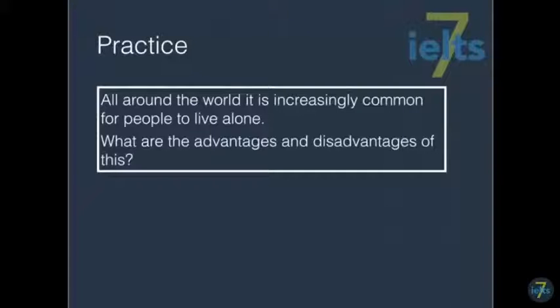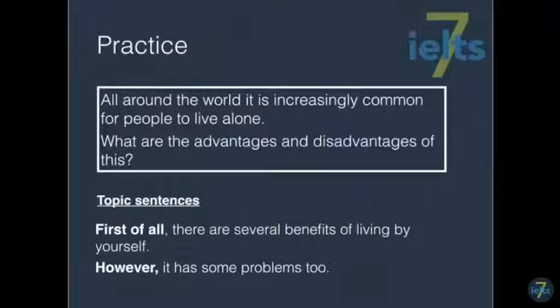Okay, so here is an example. All around the world, it is increasingly common for people to live alone. What are the advantages and disadvantages of this? Okay, so one topic sentence answers one part of the question. First topic sentence: First of all, there are several benefits of living by yourself. The second topic sentence: However, it has some problems too.